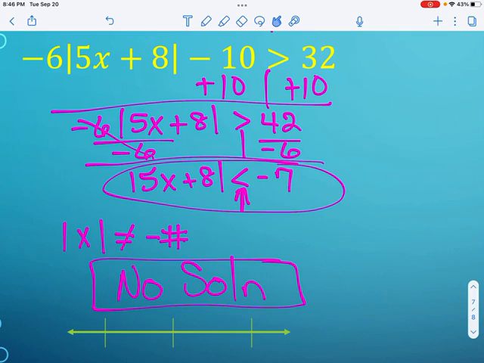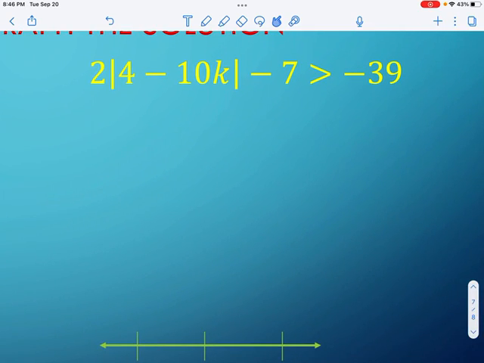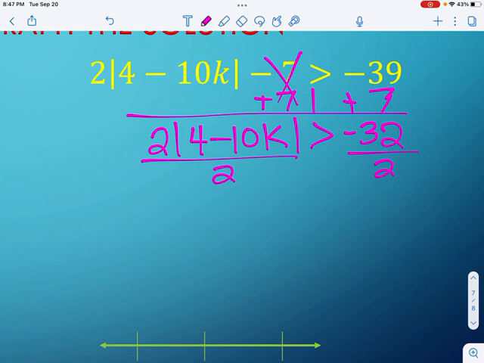Now, let's take a look at the other special case that can show up. So when I look at this problem, the first thing I need to do is get rid of that 7. So I'm going to add 7 to both sides. So that gives me 2 times the absolute value of 4 minus 10k, and that is greater than negative 32. Then at that point, I'm going to divide by 2 on both sides. And I get the absolute value of 4 minus 10k is greater than negative 16.